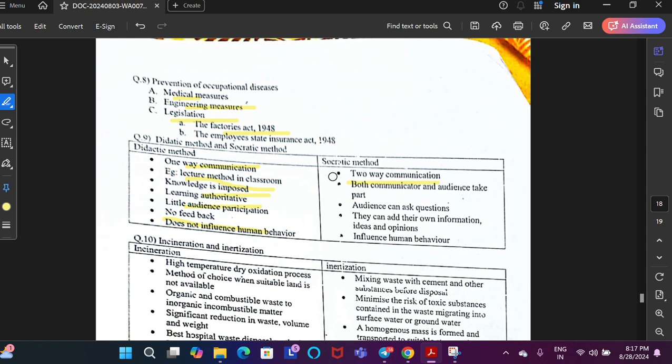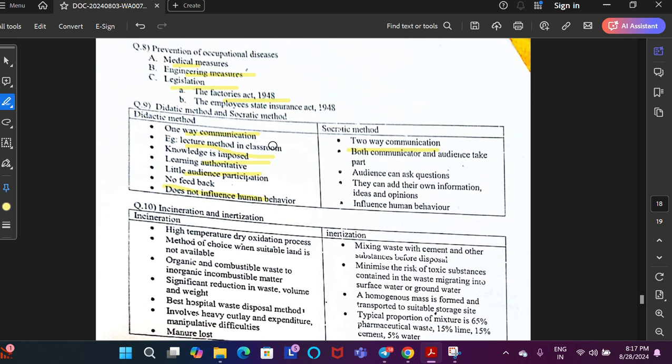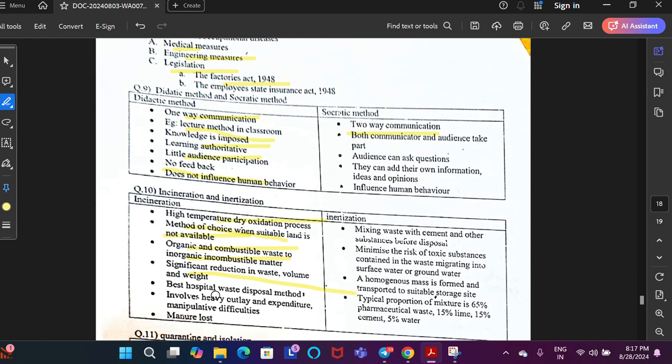Then what is incineration and inertization? Incineration is a high temperature dry oxidation process. It is the method of choice when suitable land is not available. Organic and combustible waste is converted to inorganic incombustible matter. Significant reduction in waste volume and weight. Best hospital waste disposal method. It involves heavy outlay and expenditure, and manipulative difficulties. Manure is lost.